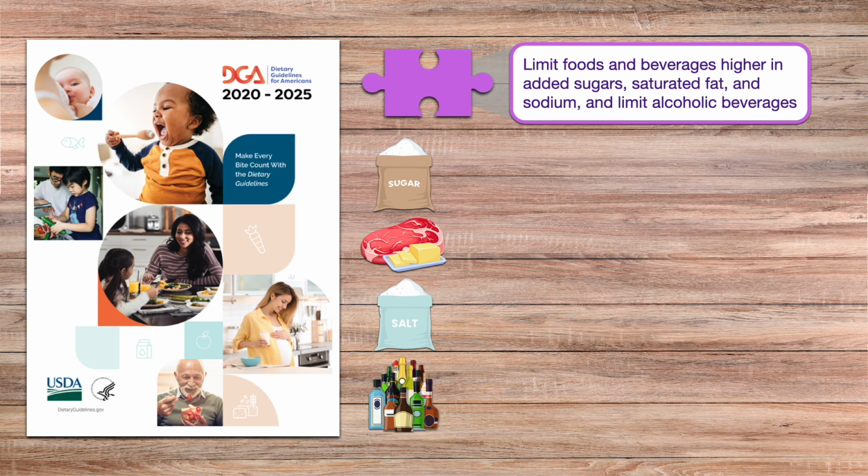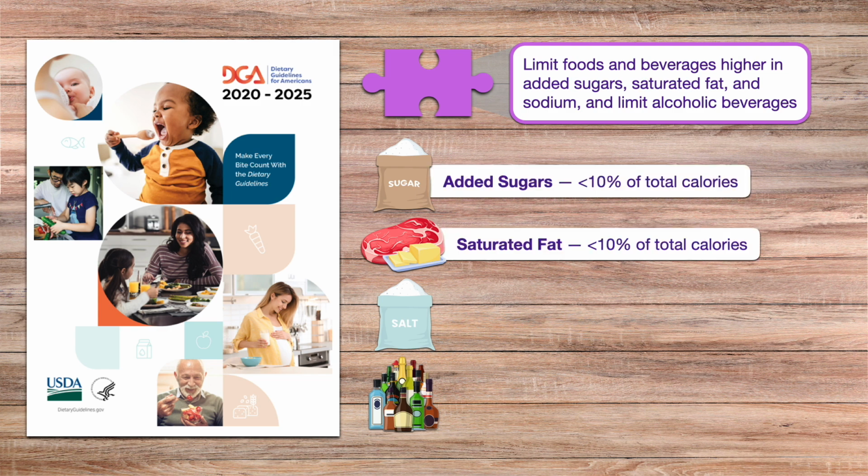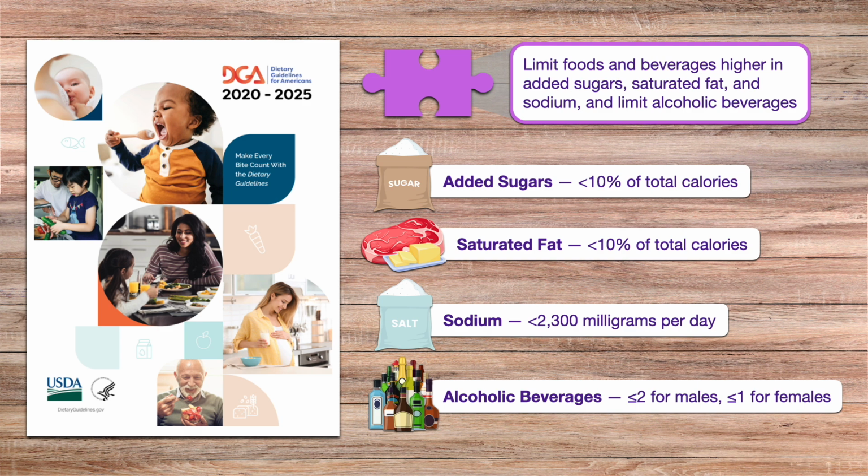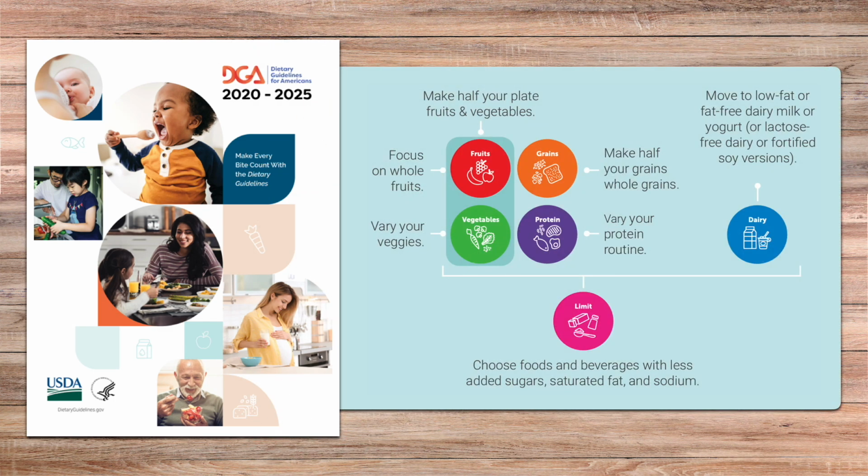Then, for the key recommendation to limit foods and beverages higher in added sugars, saturated fat, and sodium, and limit alcoholic beverages, there are more specific recommendations for each item. We should limit added sugars and saturated fat to less than 10% of total calories. We should limit sodium to less than 2,300 milligrams per day. And alcoholic beverages should not exceed 2 per day for adult males and 1 per day for adult females. The dietary guidelines attempts to make these recommendations easy to understand by providing visuals like the one shown here.